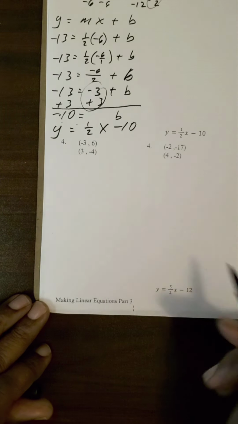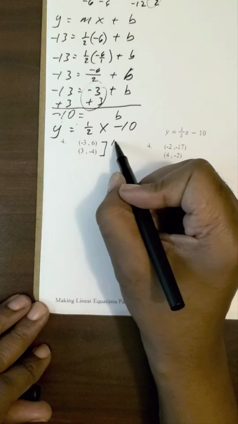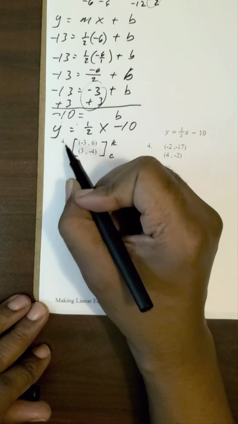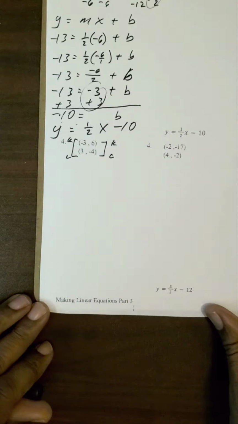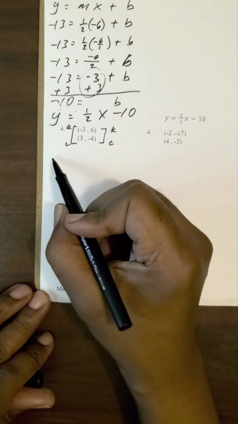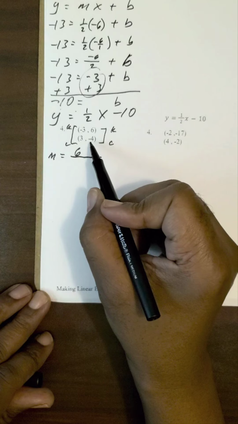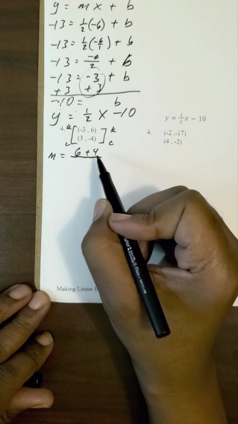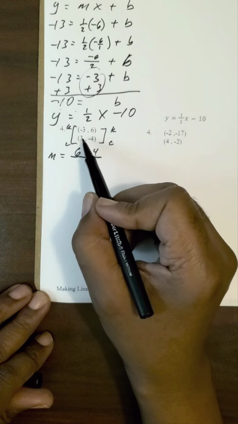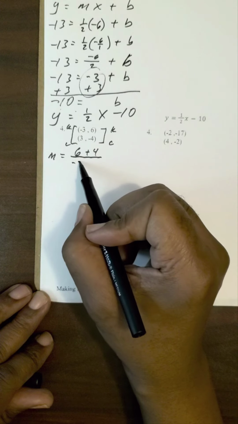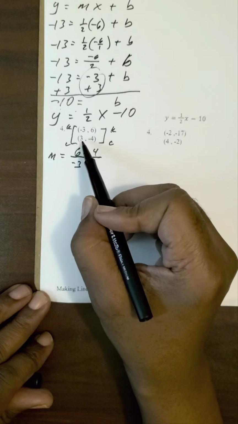All right, let's take a look at the next one. We're going to do keep and change. So keep and change here, and keep and change there. All right, so m will equal, keep the 6, but change the negative 4 to positive 4. On the bottom, we'll do the left side. So we'll keep the negative 3, and we're going to change that positive 3 to a negative 3.